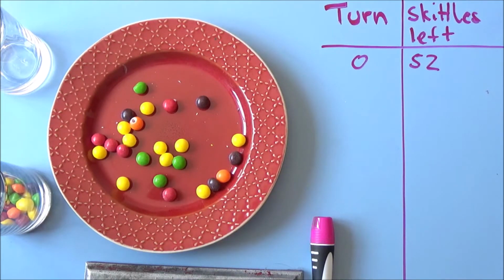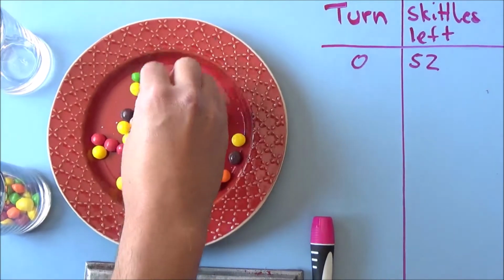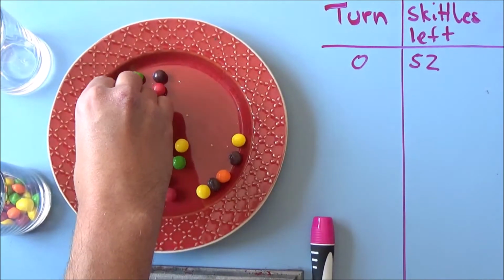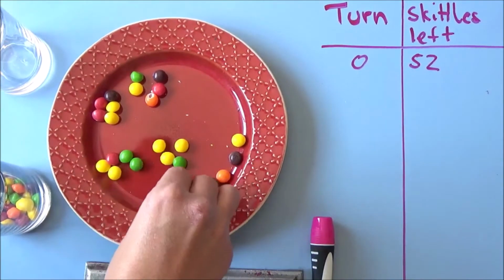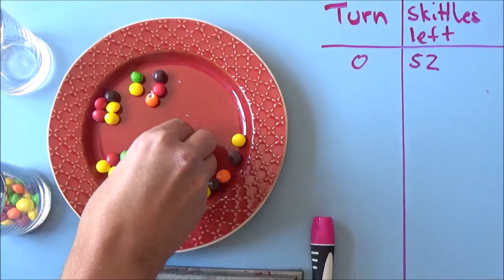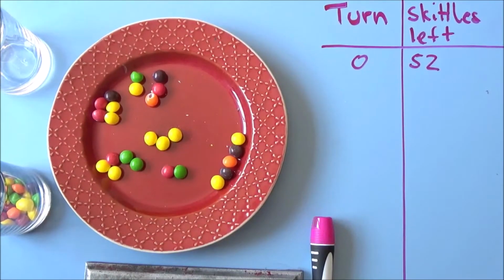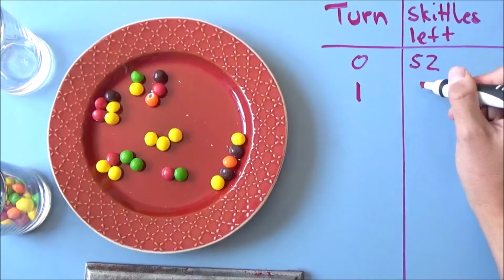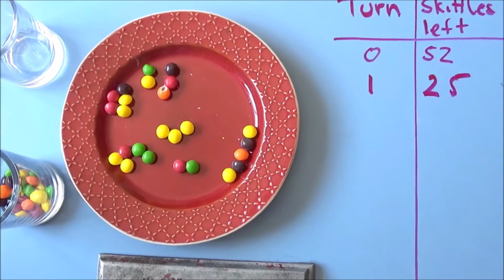These are the ones that are left over that have not radioactively decayed. I'm going to count them really quickly. 1, 2, 3, 4, 5, 10, 15, 20, 25. That's lovely, so I didn't stage that at all. After turn 1, I've got 25 left, so a little over half.